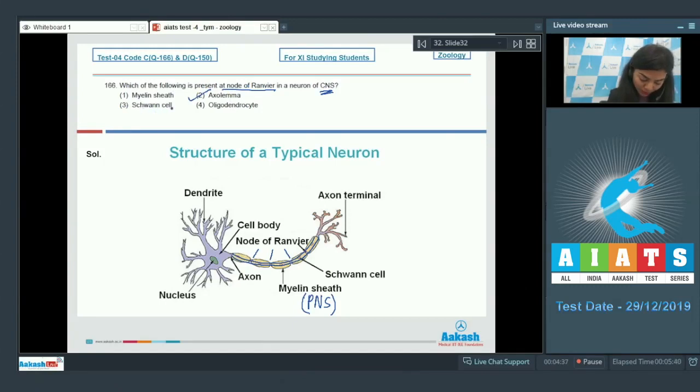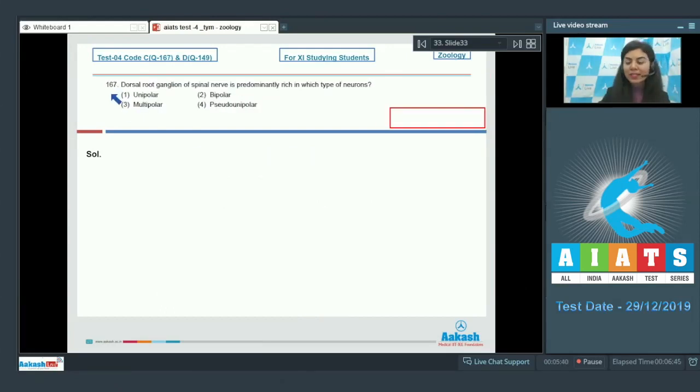Option 3, Schwann cells. These cells form the myelin sheath in the PNS, not a part of CNS. And again, oligodendrocytes form myelin sheath in neurons of CNS, but they are not present at nodes of Ranvier. The right answer here would be option number 2, axolemma. Answer is 2.